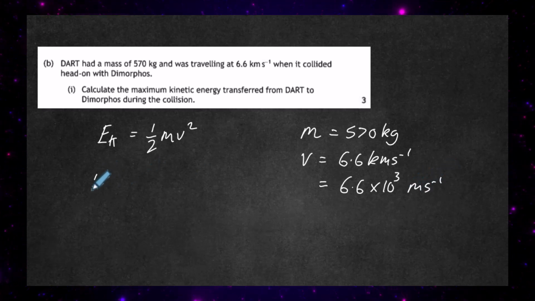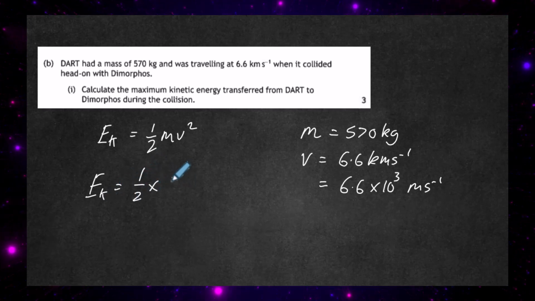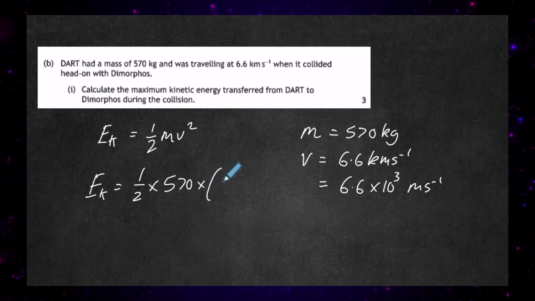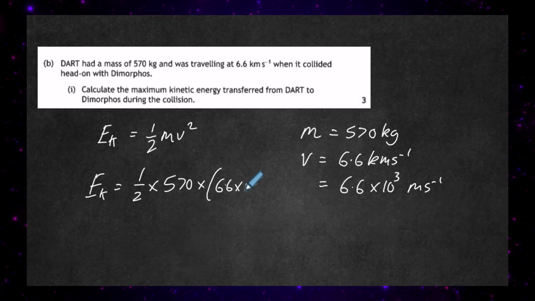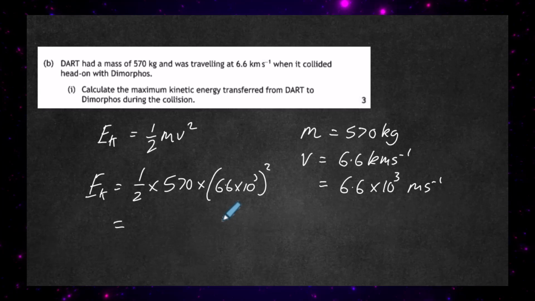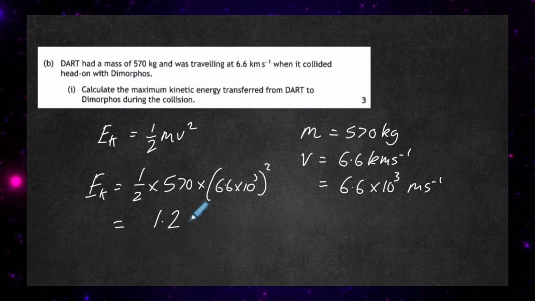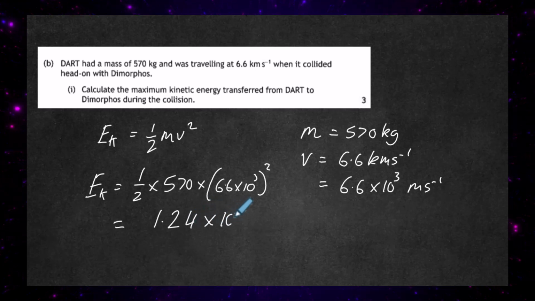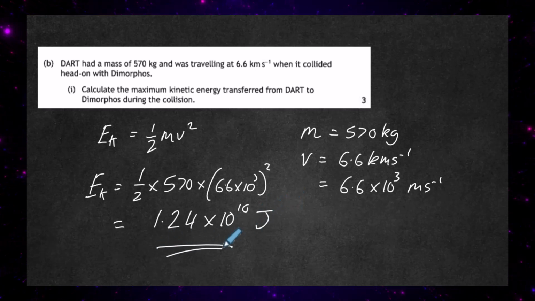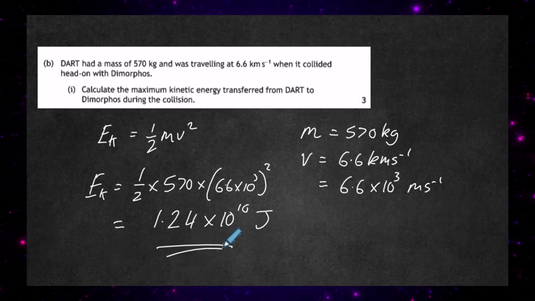So plug these into your formula. EK equals 1/2 times 570 times 6.6 times 10 to the power 3, all squared. When we do that in our calculators, we end up with a value of 1.24 times 10 to the power 10, and the unit for kinetic energy is joules. So that's the maximum kinetic energy that could be transferred to Dimorphos.